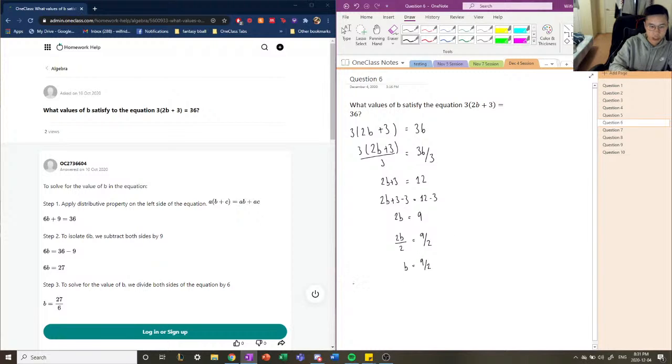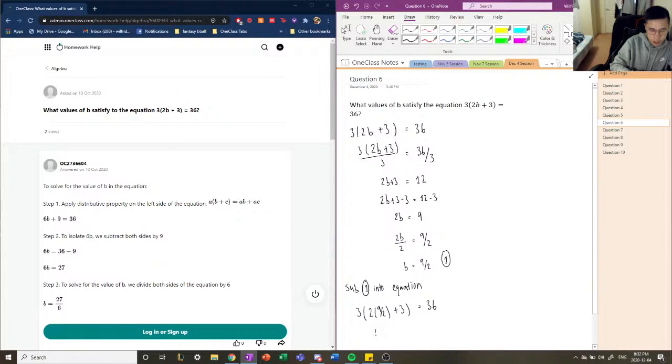So supposedly, this is the value of b which will satisfy our initial equation. So how do we check? We're going to sub this back into our original equation. So sub b into the equation. Okay, so let's do that. We have 3 times 2 times 9 over 2 plus 3 equals 36.